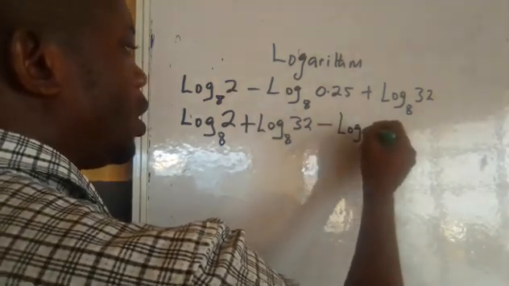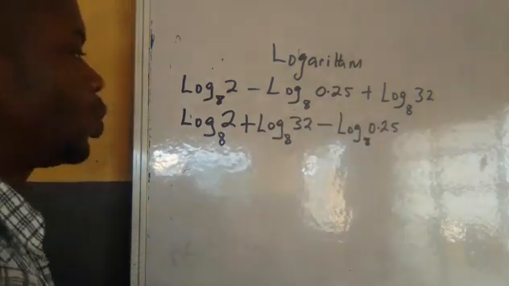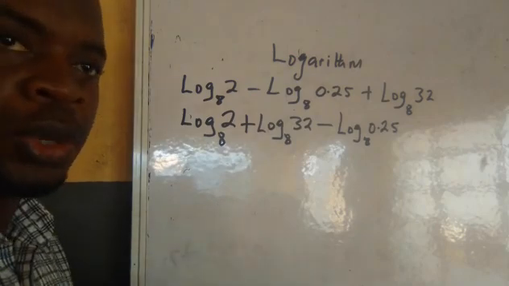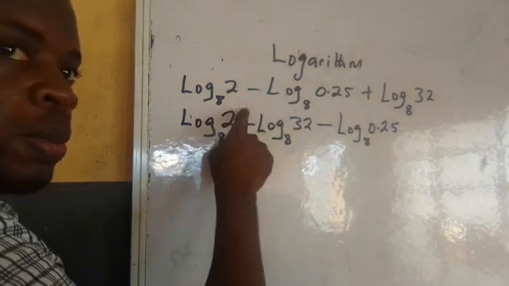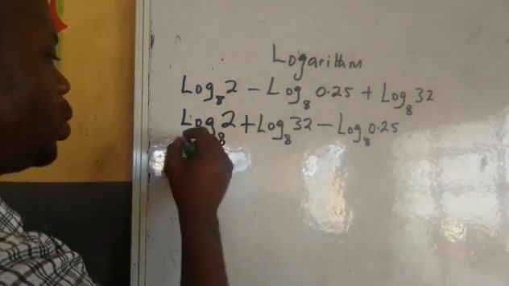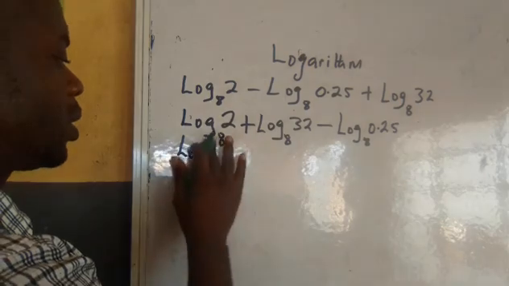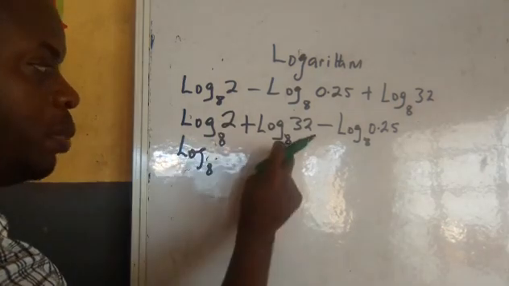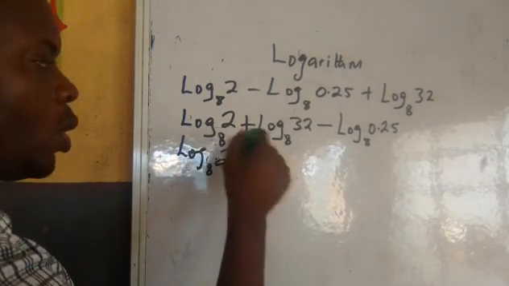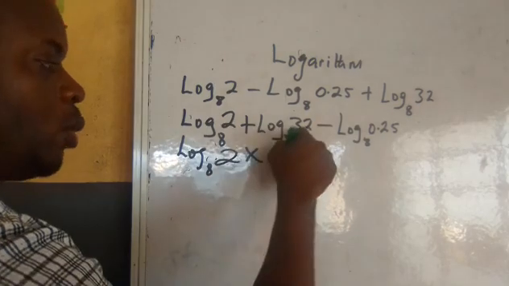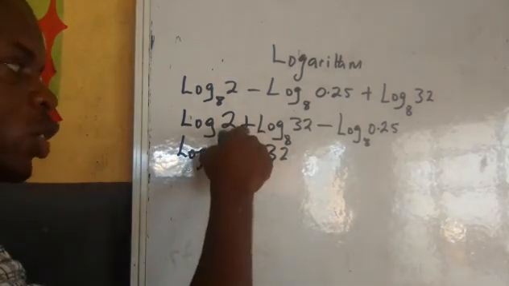Log 0.25 base 8. According to the law, if you have plus, it's going to change to multiplication. So we are going to say log 2 base 8. Since they have the same base 8, we pick one out of it. So I just write log 2, then times, I'll just pick 32. If it is plus, it's going to be times. If it is minus, it's going to be division.